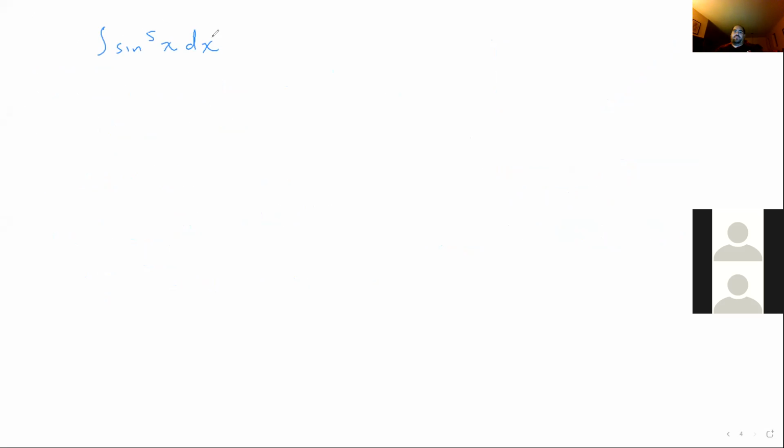So how should we attack this one? I know one of the big goals is to add in cosine in there. Yeah, not just all sine. And why is that? Why do we want to have a cosine in there? So that we can start... I'm not sure. So really, we're trying to get to a place where we can make U substitution happen.